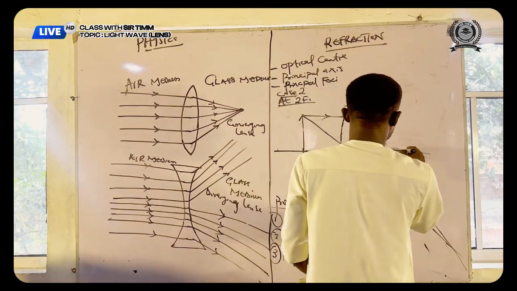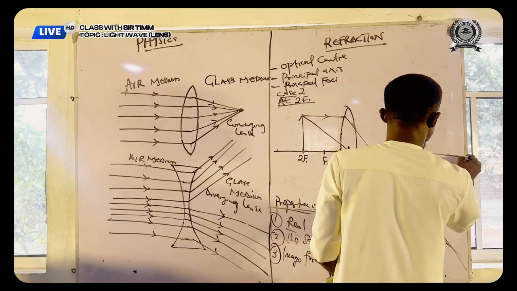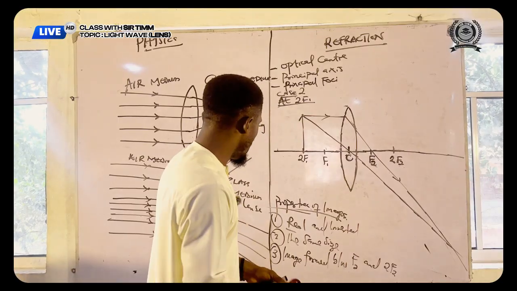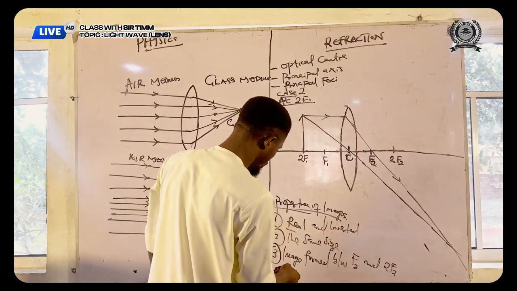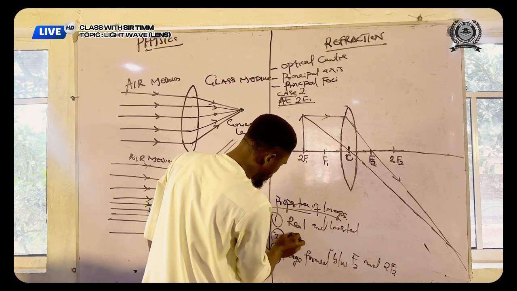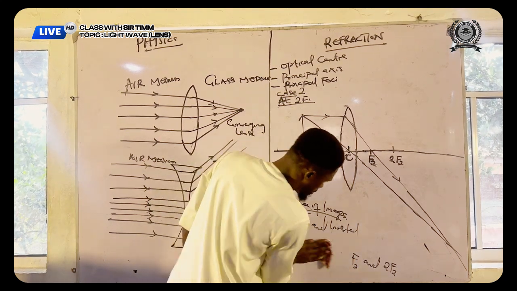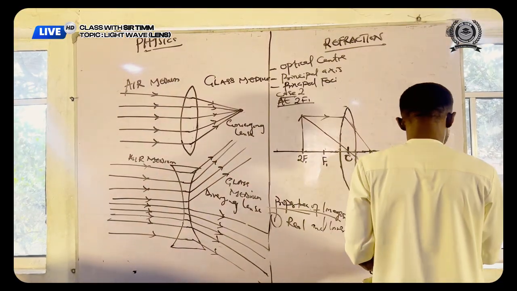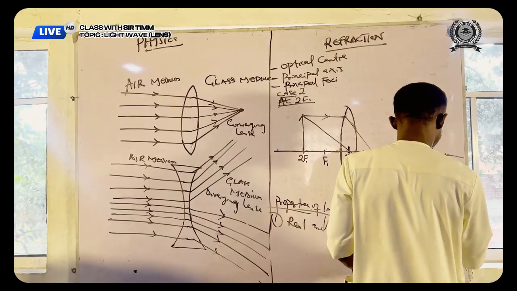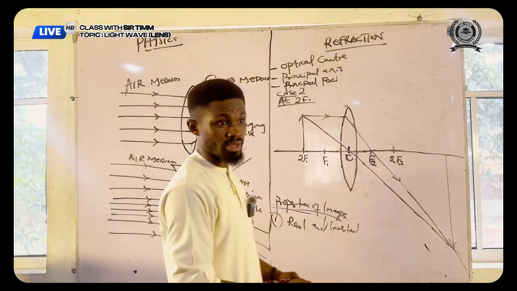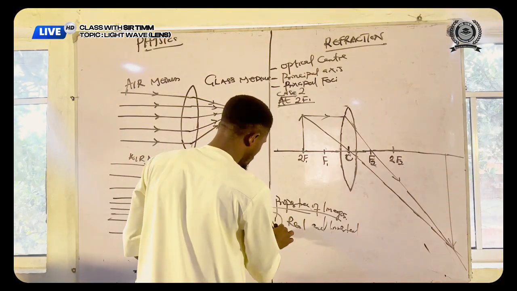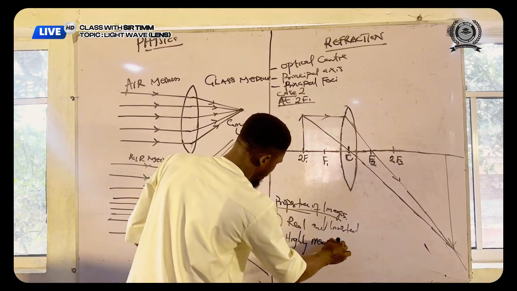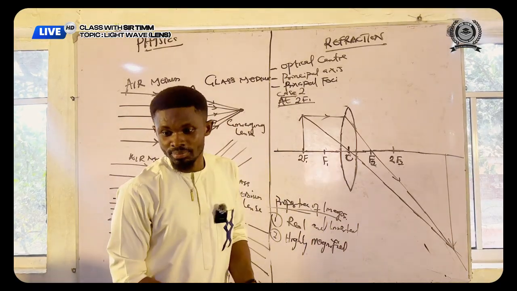Okay, so let me extend my principal axis. Has anybody done forming his or her own? Is it real? Yes. Real and inverted. So automatically, I'm going to have this image here. From my own, it's highly magnified. I don't know about your own. So here it is highly magnified. I'll confirm from people that drew.